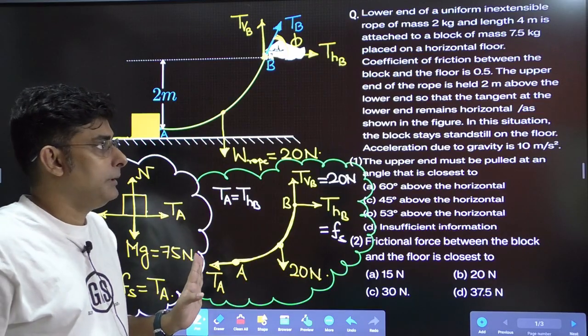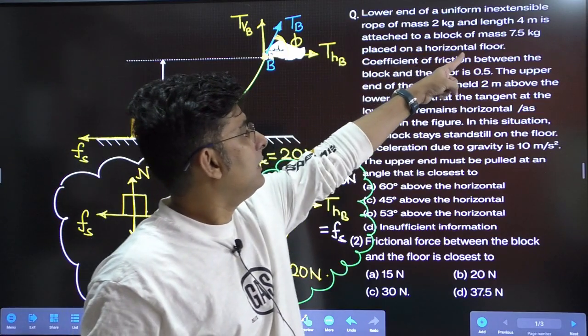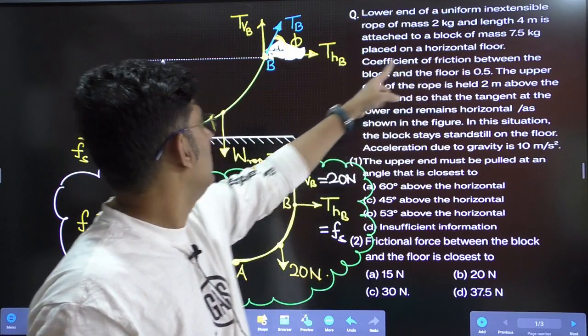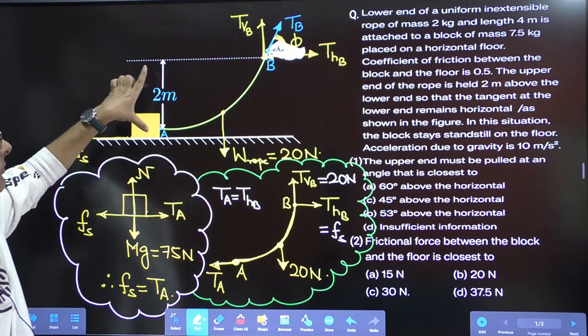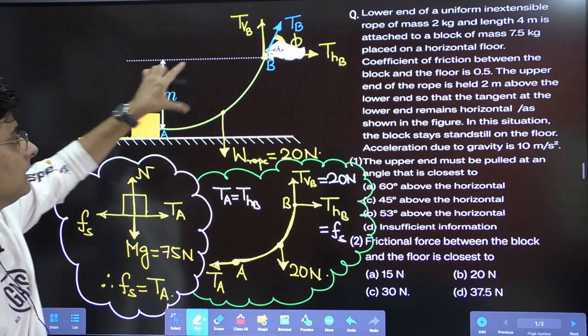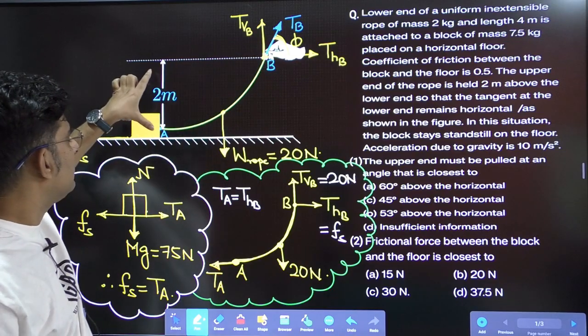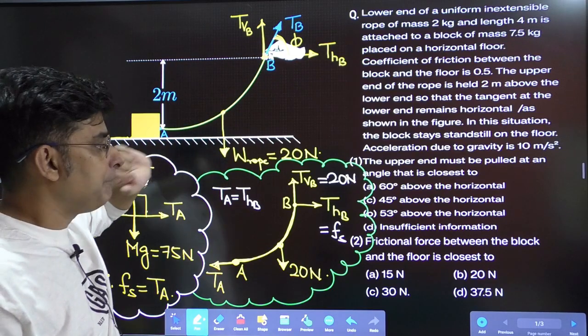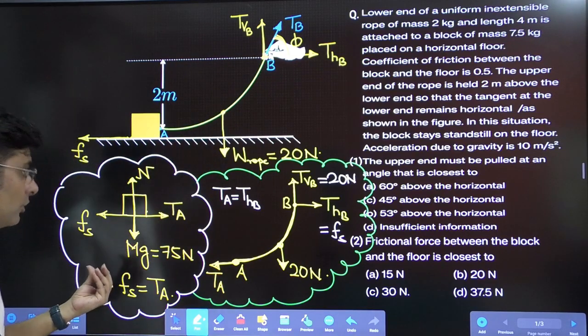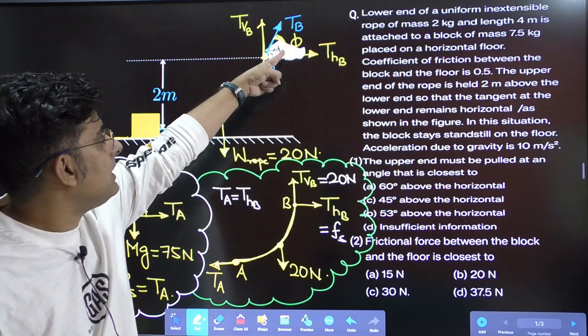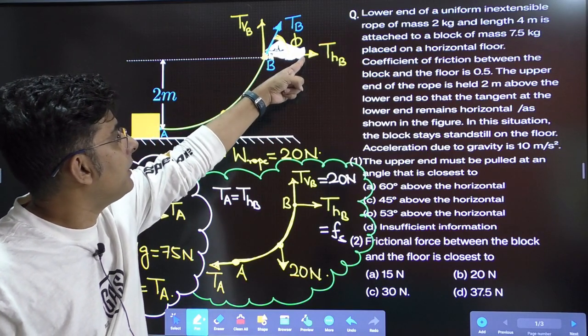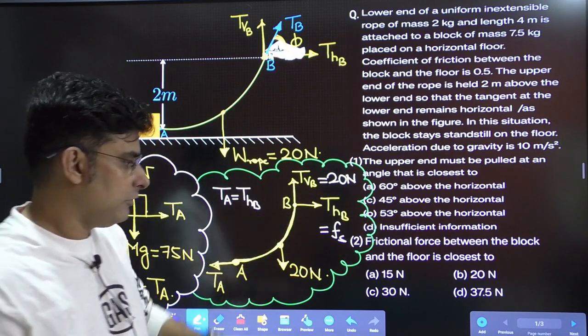Okay, the total length of the rope is given as 4 meter, and you can see at this particular position, the point of suspension, where the person is holding it, is at a height of 2 meter, right? So let's see what the value of Fs is and what angle phi the tension will make with the horizontal, that too we have to find. So let's proceed.